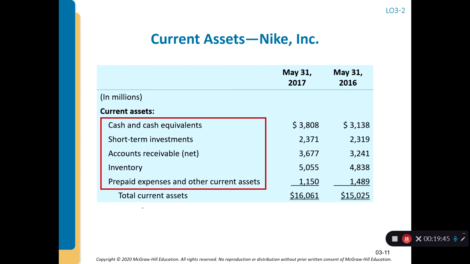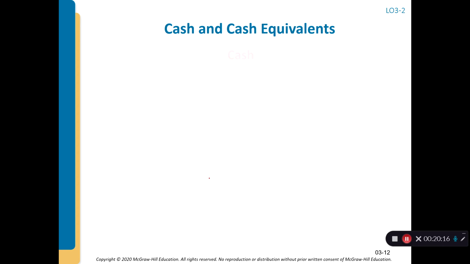So the current assets of Nike, as you can see, are laid out. They have cash, they have short-term investments in some companies, and then accounts receivable, which is written in net format, meaning the collectible accounts receivable. So the gross accounts receivable minus the bad debt expense estimate, right? So this is the collectible accounts receivable amount, and then inventory, prepaid expenses, and other current assets.